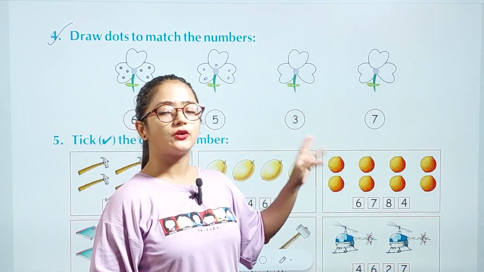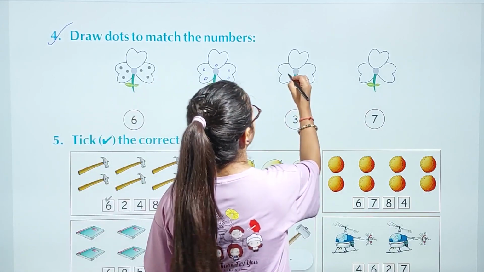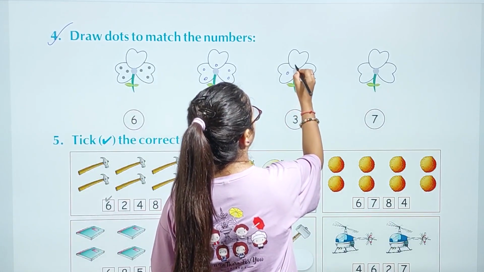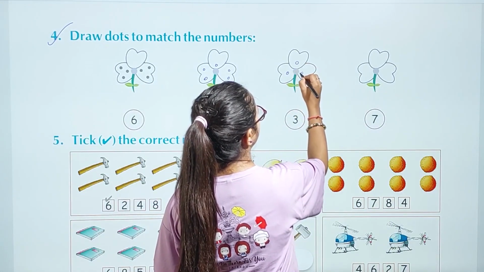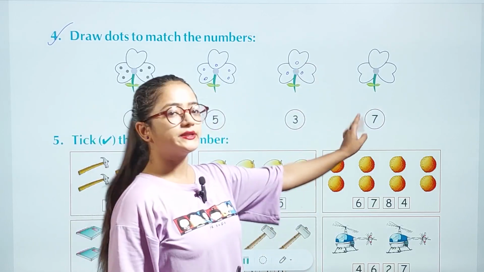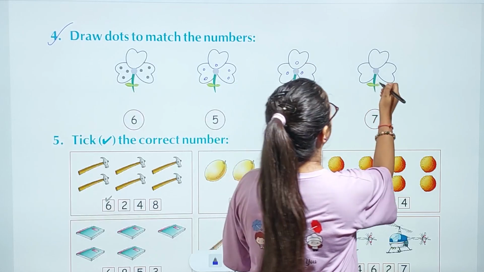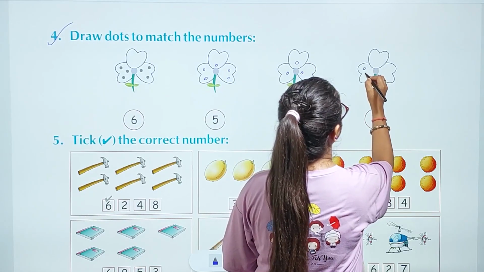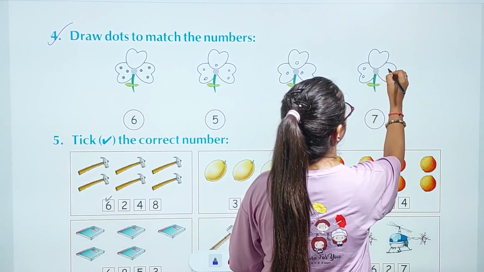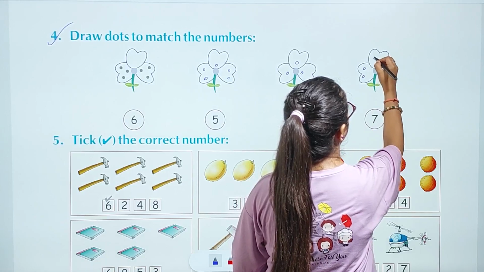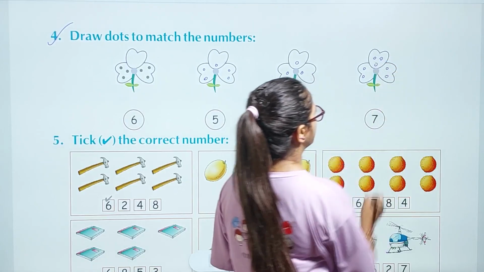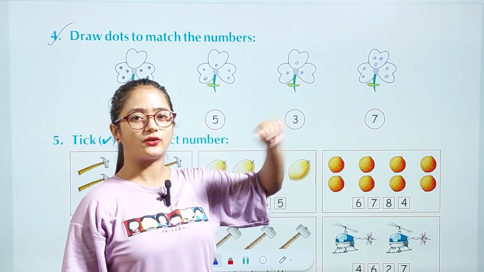That means you have to draw 3 dots. Okay. So in each petal you can draw 1 dot. 1, 2, 3. There are 3 dots. Now in the next one you have to draw 7 dots. Okay. So let's draw the 7 dots. 1, 2, 3, 4, 5, 6, 7. So there are 7 dots. Okay.